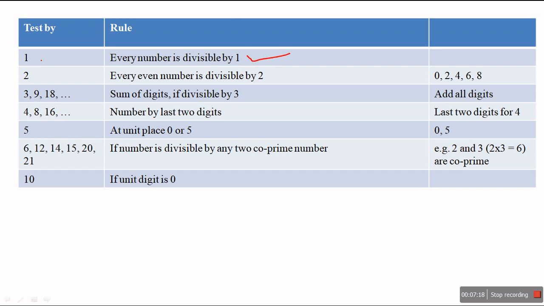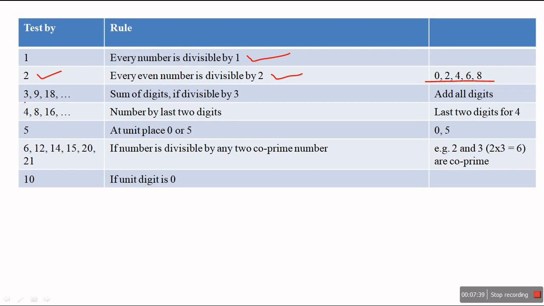First, for dividing by 1, we know 1 is a factor of every number, so 1 can divide every number. For 2, every even number is divisible by 2, so at the unit place it should be 0, 2, 4, 6, 8. If such digits are there, the number will be divisible by 2. Okay.